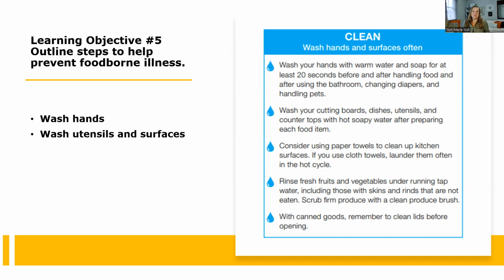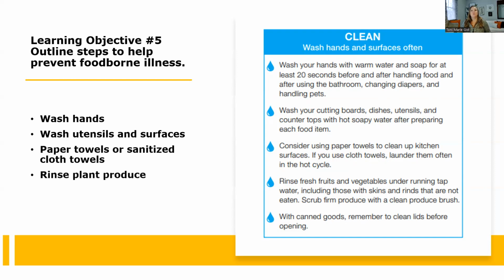Also, if you're using utensils, wash and sanitize them as well as surfaces. We also want to make sure that if you're using towels to clean surfaces or to dry utensils, we use paper towels, or if we're using cloth towels, that they have been sanitized recently, either with a really hot soapy wash or a really hot dryer, so that they definitely are killing those bacteria. We want to rinse any plant produce. So if you buy something like a cantaloupe, which we'll be discussing later, make sure you rinse it really well, and you can rinse it in some pretty warm water to minimize the chances of foodborne illness. And if you have cans that you're going to be opening, rinse the can lid before opening it.